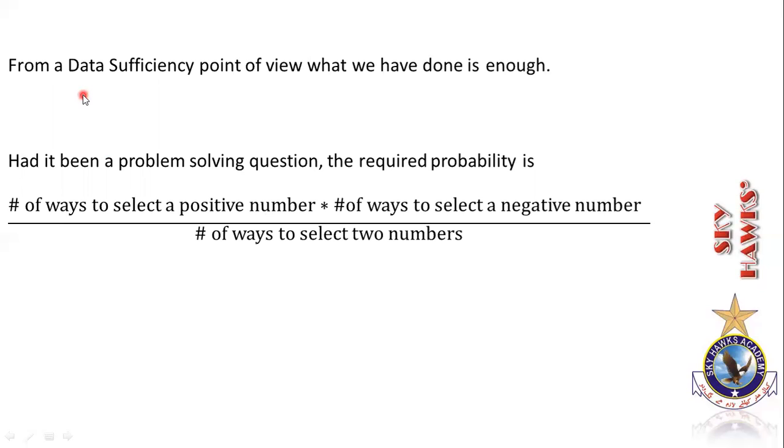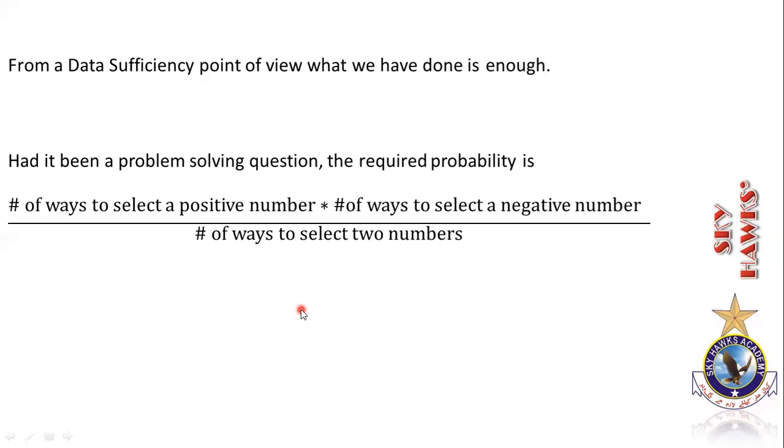Now let's see, from a data sufficiency point of view, what we have done is enough. What I mean to say is that we were looking for the justification of these statements, and we have to select the sufficient statement to proceed. But had it been a problem solving question, where you are asked to find the numerical value of the required probability, how would you solve it? The number of ways to select a positive number multiplied by the number of ways to select a negative number, and the number of ways to select two numbers.